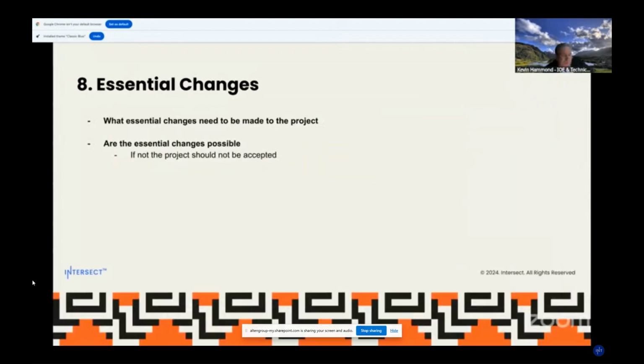So last point to consider: do any essential changes need to be made to the project, and are they possible? And don't accept the project, of course, if it's not possible.